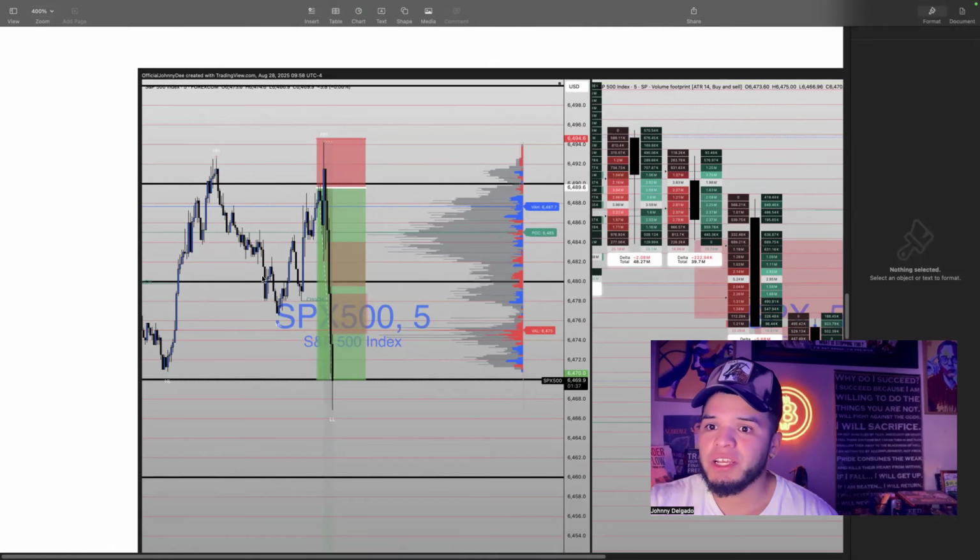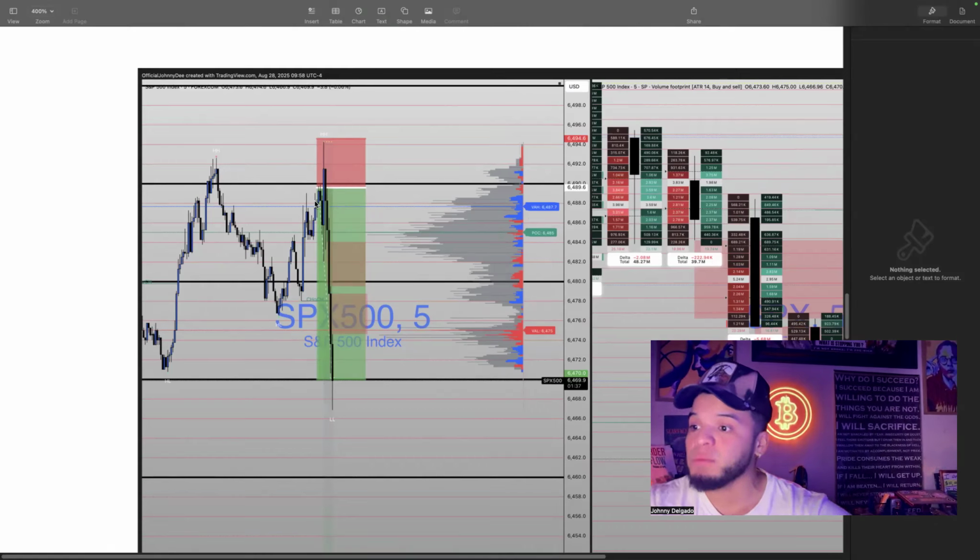You don't want to enter here. You want to enter when there's a lot of transactions, a lot of business being conducted between buyers and sellers.